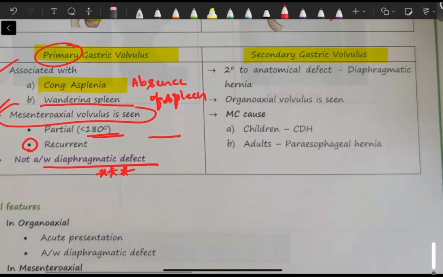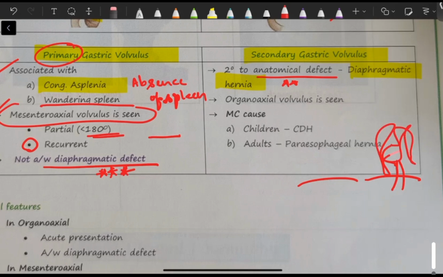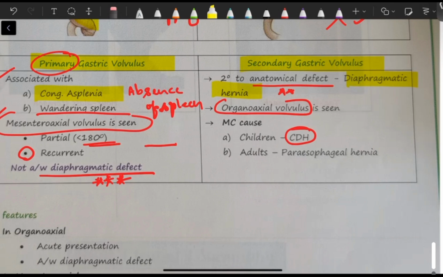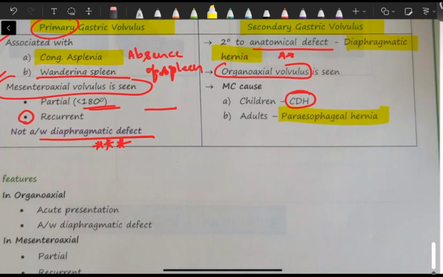Okay? In secondary gastric volvulus, it is secondary to some anatomical defect like a diaphragmatic hernia. If it is a diaphragmatic hernia, what happens? It may be an entire sliding hernia or a rolling hernia, we don't know what type of hernia. So whatever the content is there will be pushed up. Okay, so this content will get settled in the diaphragm region. Because of that, there will be volvulus of the stomach, and that is called organoaxial volvulus. And this is most commonly seen in congenital diaphragmatic hernia, and in adults it is seen in true paraesophageal hernia. Okay, so basically the esophagus is here, and below it the stomach formation happens.